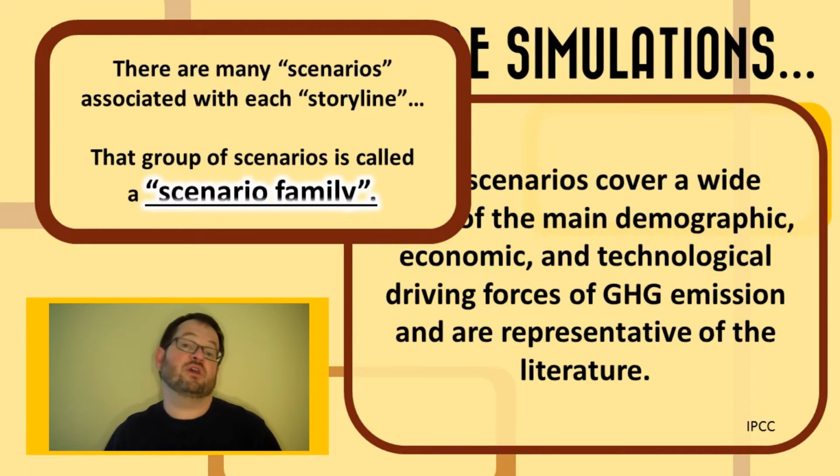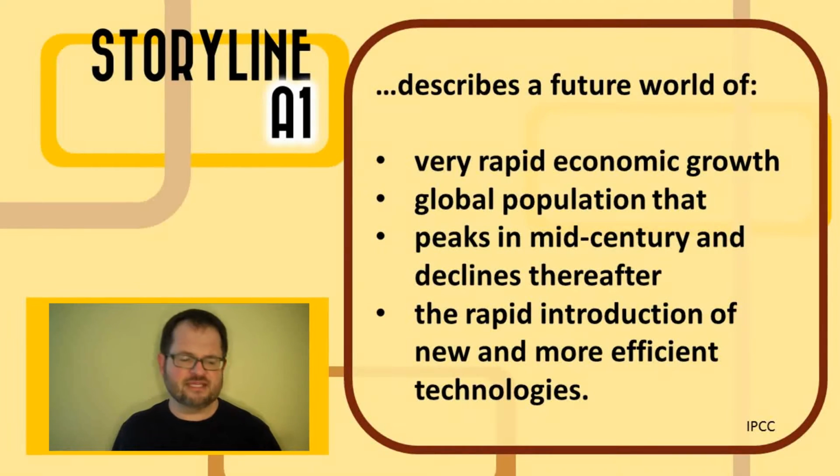Together, each of them make up what we call a scenario family, a group of scenarios associated with each storyline. Each individual storyline of the four, there's a number of different ways it could play out, and we call those scenario families, which are each individually made up with scenarios. Let's actually talk about some of the scenarios that the IPCC report is based on.